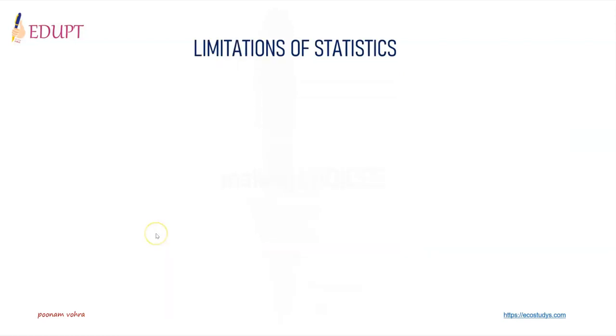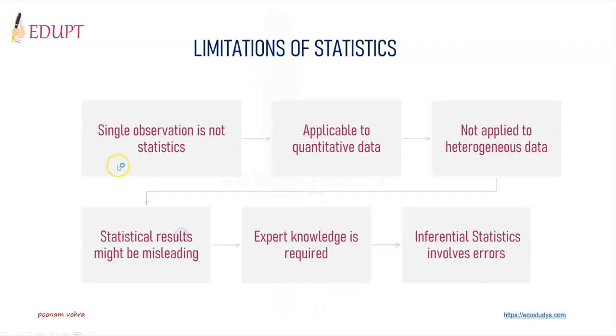If statistics is useful, it has its limitations too. Statistics laws are true only on an average. Statistics are aggregate of facts, so a single observation is not a statistics. It does not deal with individuals. Statistics deal only with groups and aggregates. Then statistics is best applicable to quantitative data only.